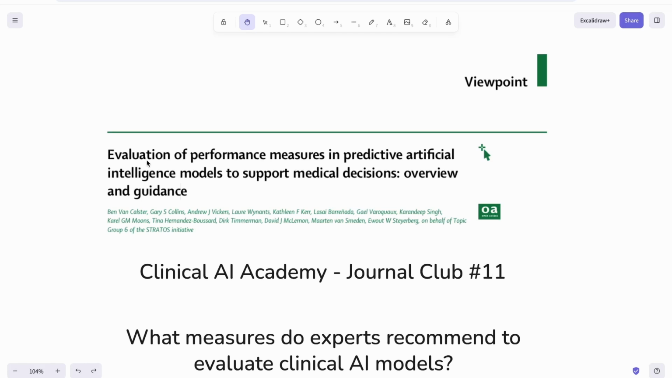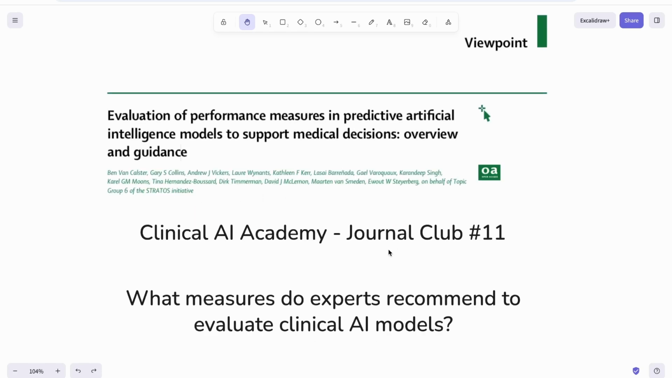Today we're discussing a paper with the title Evaluation of Performance Measures in Predictive Artificial Intelligence Models to Support Medical Decisions, Overview and Guidance. So the paper is trying to give recommendations on measures that one can use to evaluate clinical AI models. There are many measures out there. They have identified 32 different measures, and with that, it's very difficult to determine which measures really matter when evaluating artificial intelligence models that support medical decisions.